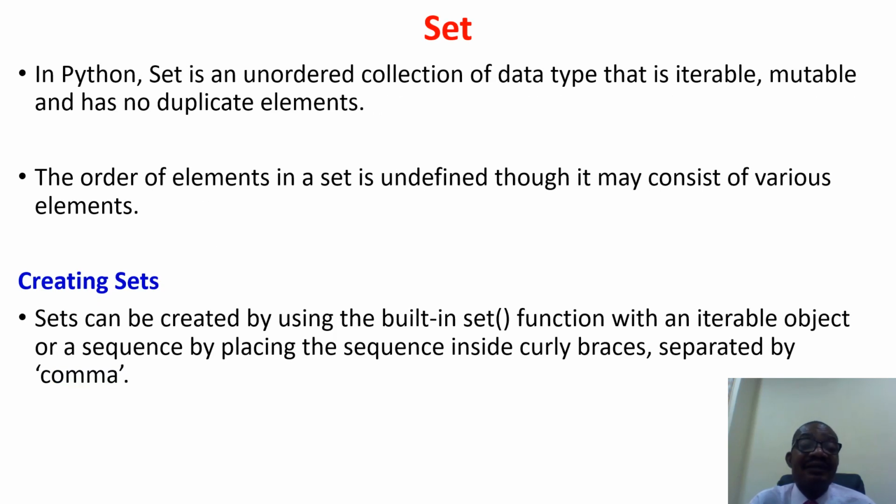Now let's look at sets. In Python, a set is an unordered collection of data that is iterable, mutable, and has no duplicate elements. So a set is mutable, unlike tuples that are immutable. The order of elements in a set is undefined, though it may consist of various elements. Creating sets: sets can be created by using the built-in set function with an iterable object or sequence, or by placing the sequence inside curly braces.